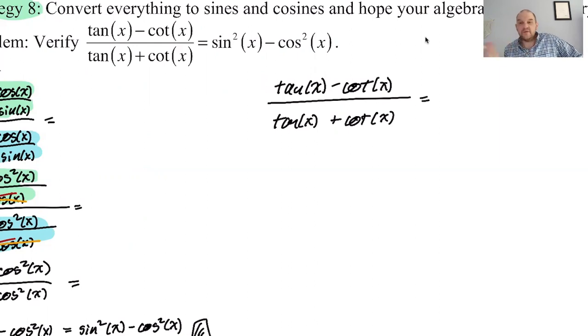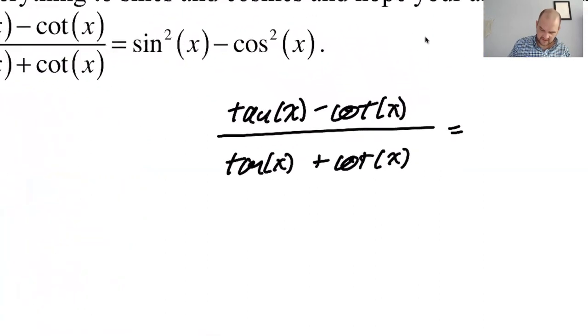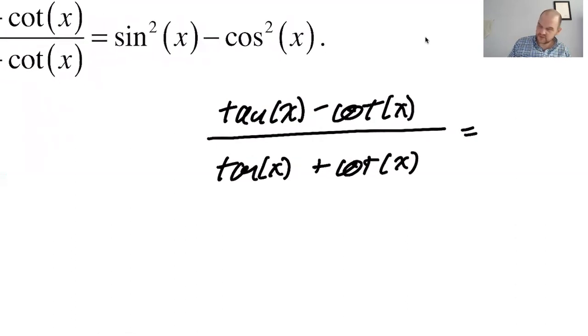So I don't know. I'm going to do something really weird. I'm going to multiply the top and the bottom by 1 over tangent and see what happens. I feel like potentially that will help, but also maybe not. I don't know. Let's see. Or is 1 over cotangent better? No, I don't think it is.